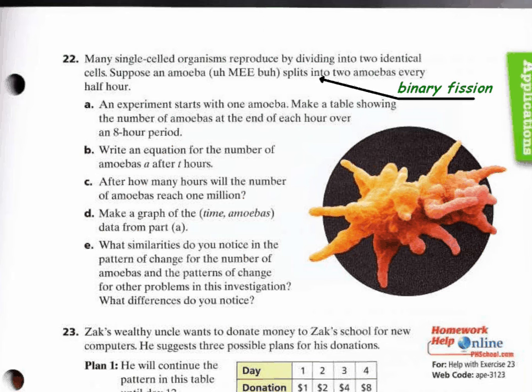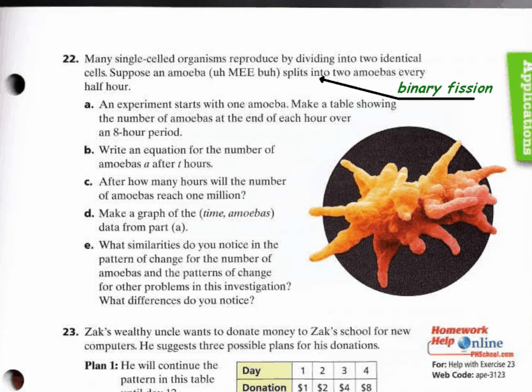Suppose an amoeba splits into two amoebas every half hour. And I thought I'd just throw in a biology term here real quick. This process of splitting into two is actually called binary fission. And that's just a fun biology fact. Maybe you'll encounter that in science class.